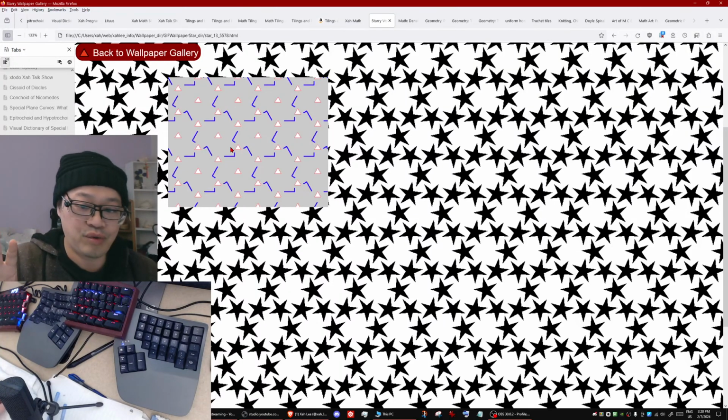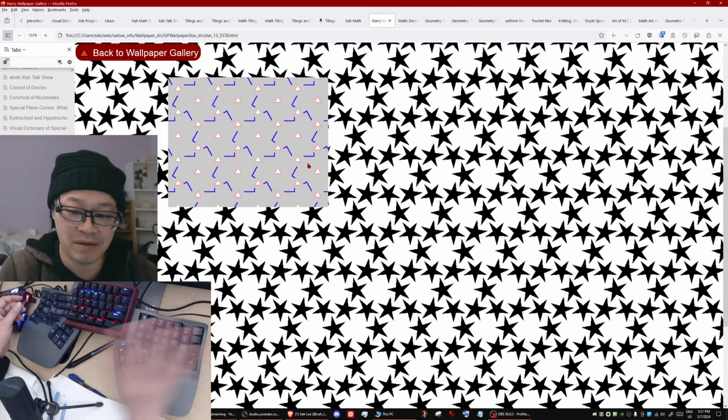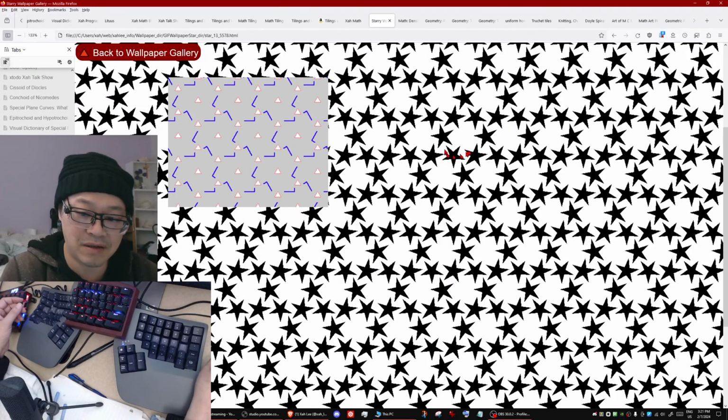However, you do not have the mirror symmetry. There's no line anywhere on this wallpaper that you can reflect across, you mirror it, and it becomes itself. There's no such thing. So this is purely threefold symmetry, using the star as the motif. Very interesting. So let's look at the next one.